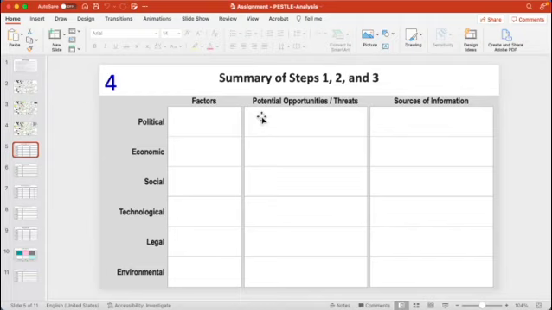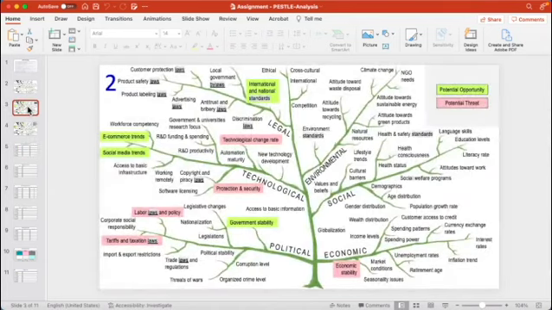I gave you an example of starting a cannabis company. Then I talked about an example of a pharmaceutical company. I also gave you an example of a bank, and then a university. So there are so many different examples that we can use. And here you can talk about political, then you say potential opportunities and threats. Here in slide number 3, you have the potential opportunities and threats.